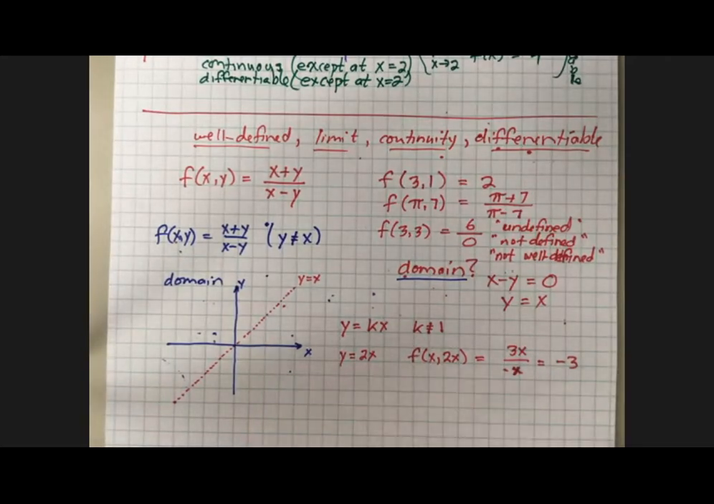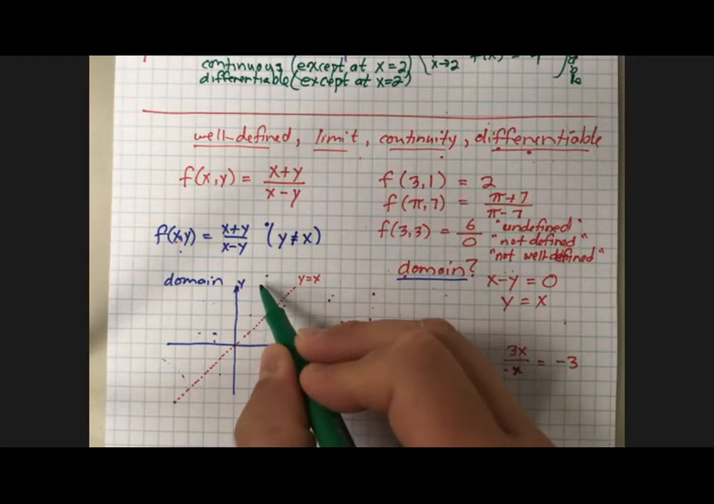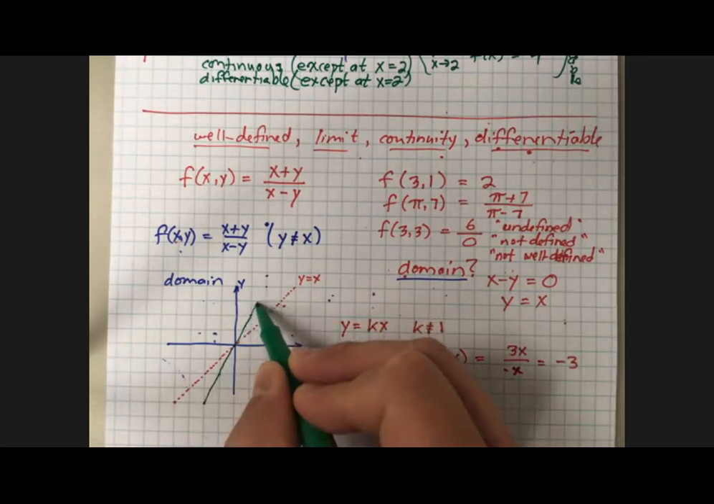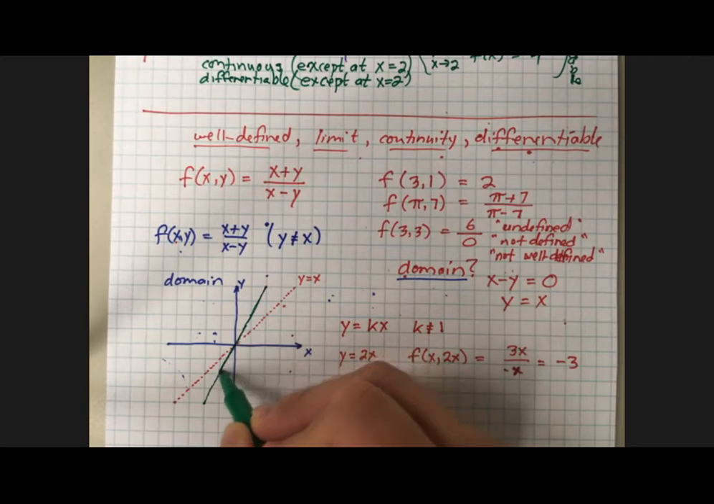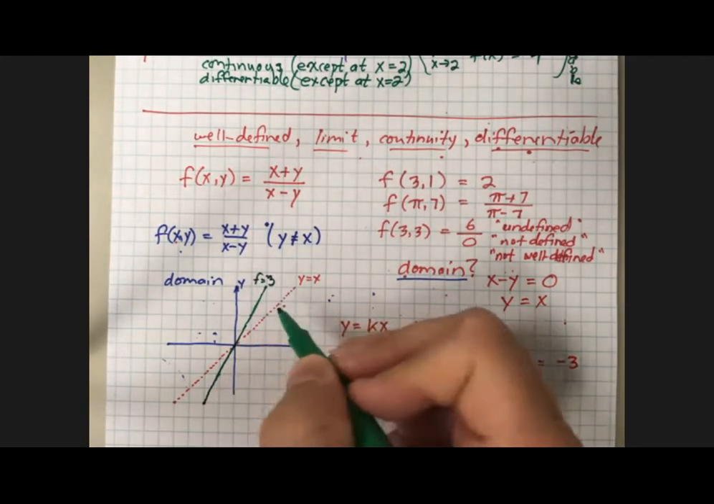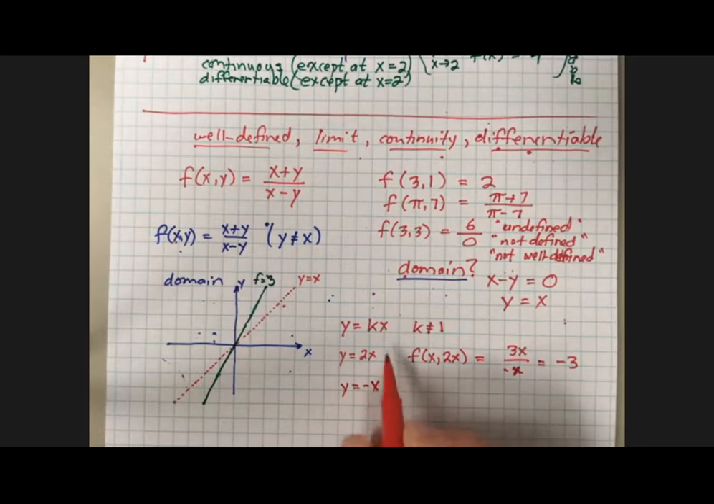Let me see if I can make a note of this in my drawing. So here's the line y equals 2x. And everywhere on this line, f equals minus 3. Let me try another line. Let me try the line y equals minus x. Minus x is okay. It's just x that's bad. Let's try to plug in the line y equals minus x.